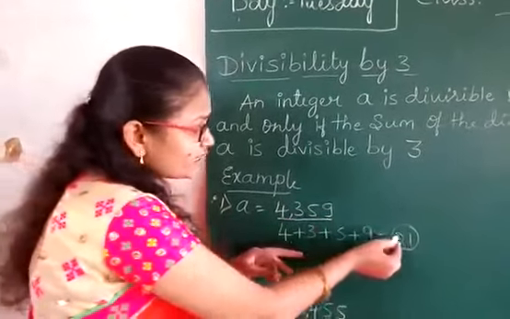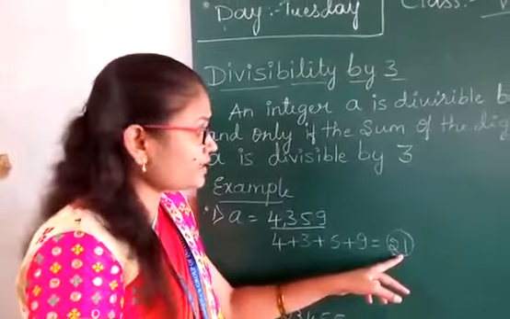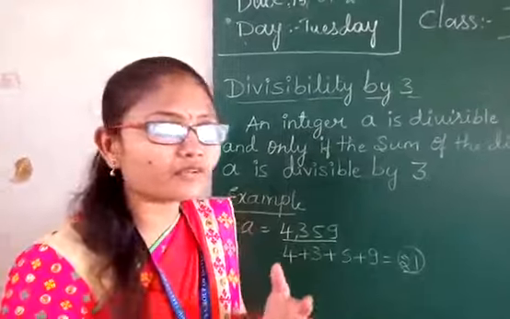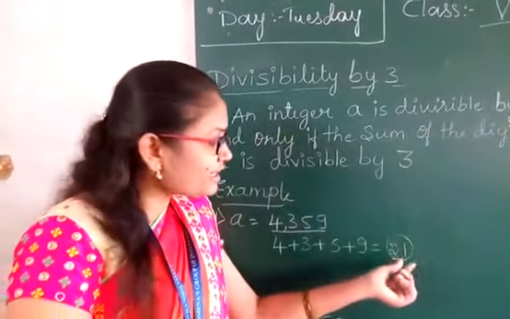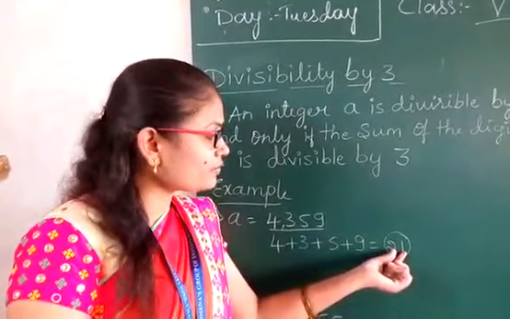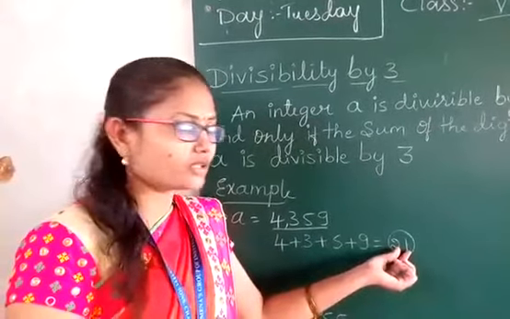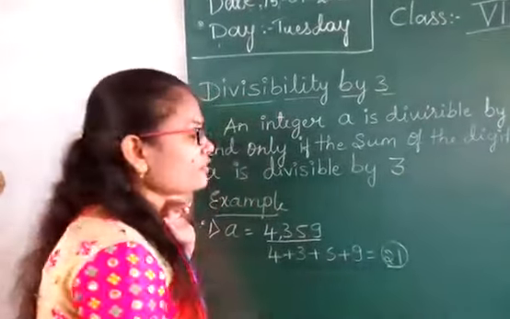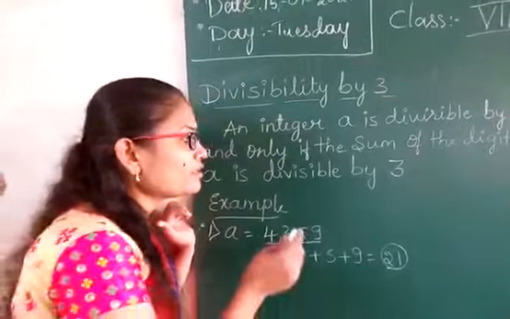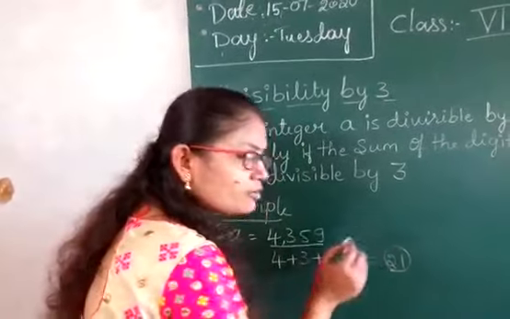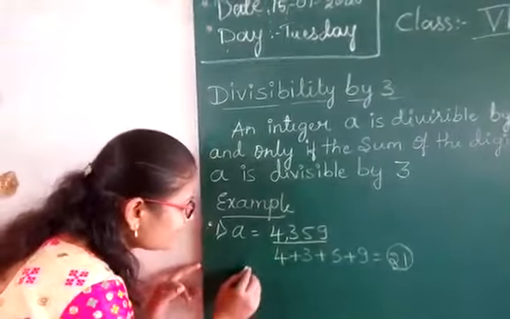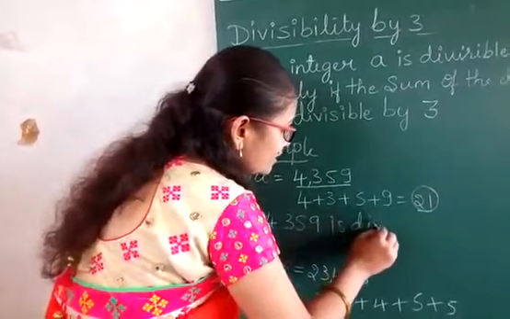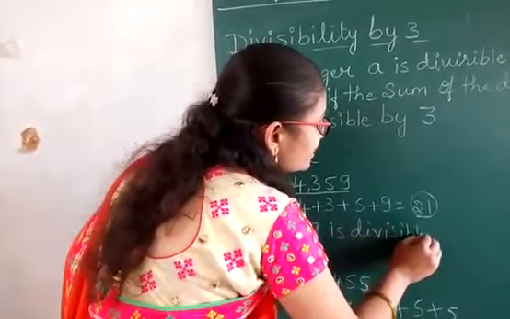How are we going to check whether 21 is divisible by 3 or not? It is very easy. The multiples of 3 are nothing but the table of 3. Does the number 21 occur in the table of 3? Yes, 21 comes under the table of 3, so we can say that 21 is completely divisible by 3. Since it is divisible by 3, we can say that the number 4359 is divisible by 3.